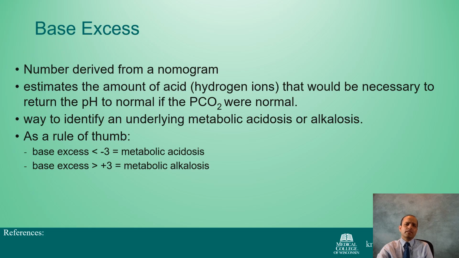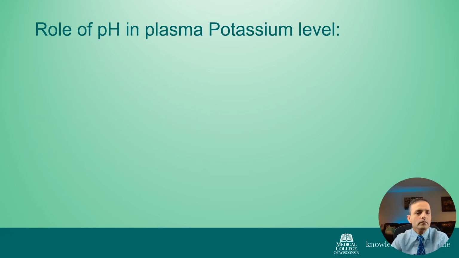So base excess is kind of an obsolete number that many people don't really use. But it gives you a little bit of gross information. Base excess, as the name suggests, is the excess of base. A patient has a metabolic alkalosis when base excess is more than +3, or metabolic acidosis if they have a base excess less than -3.